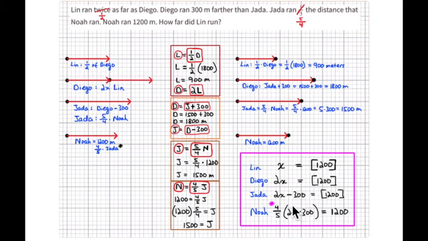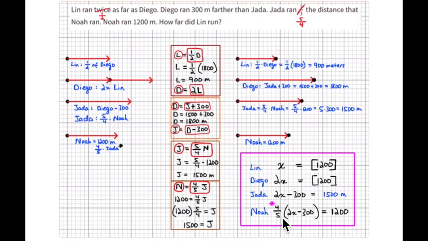So now we have this to an equation that we can use to solve. This is a single equation. When we solve for x, that's going to give us the length that Lynn ran. So now if we work backwards, we're going to multiply this by 5/4 to get rid of this 4/5. So Jada is going to be 5/4 of Noah's run. So 5/4 of this is going to give us Jada's run.